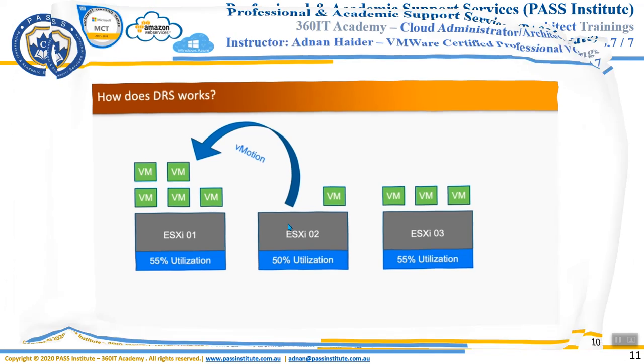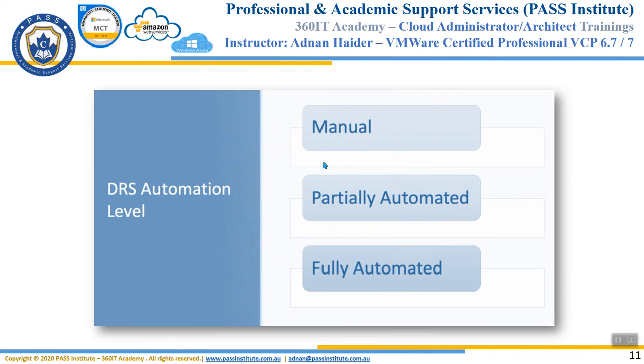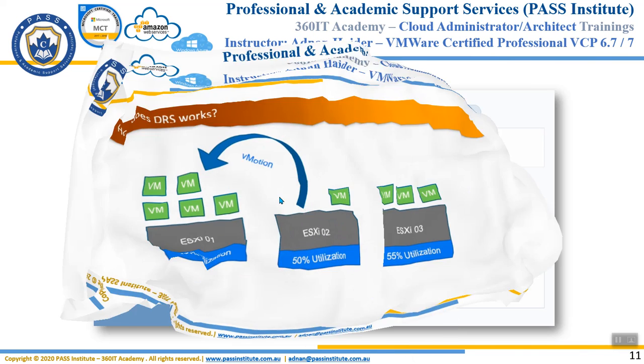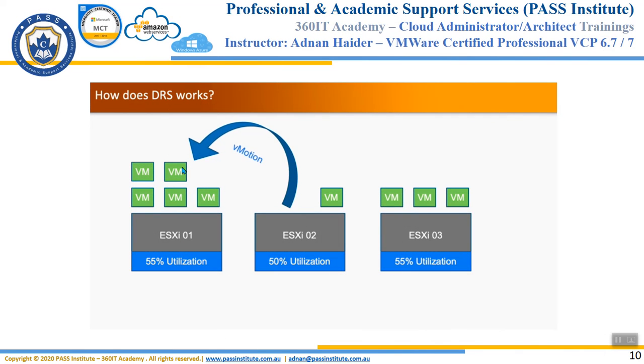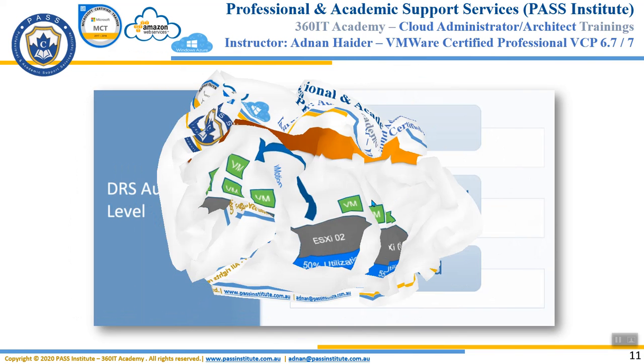Now once DRS is configured, there are three automation levels at which DRS can take decisions and automatically move VMs from one ESXi host to another, because here if you look at this diagram, it is moving one VM to another. So DRS can run in three modes: manual mode, partially automated mode, and fully automated mode.